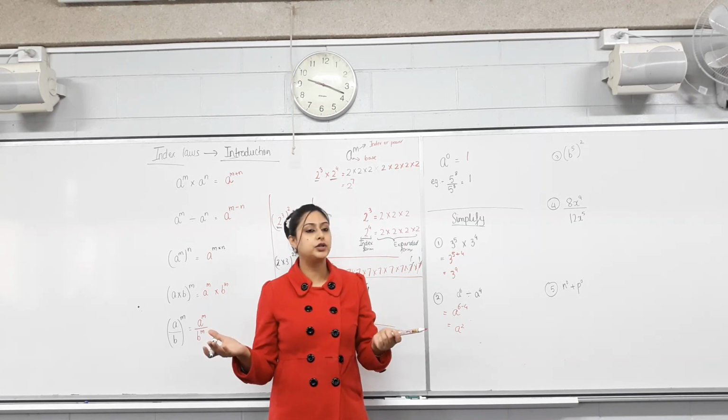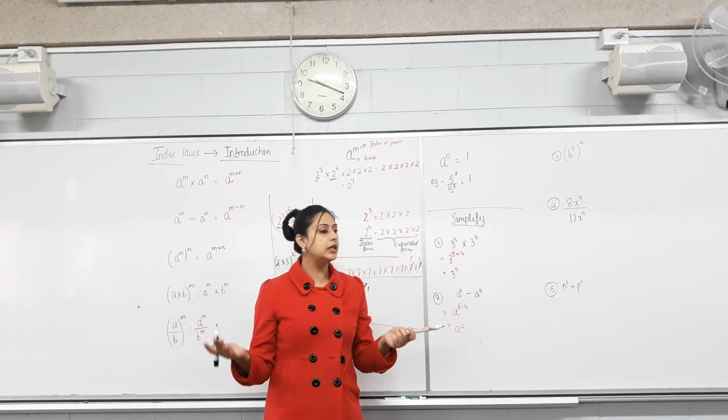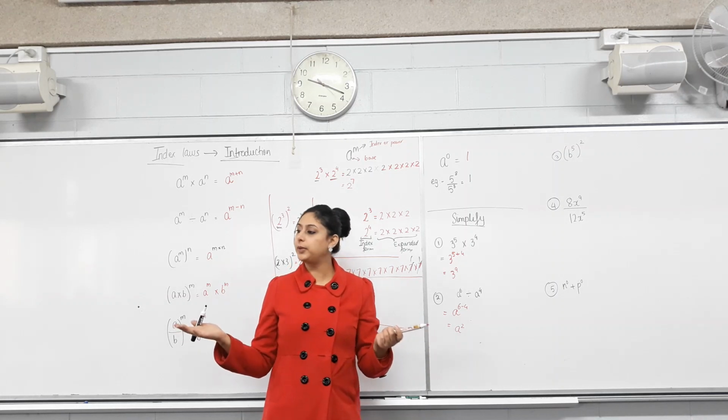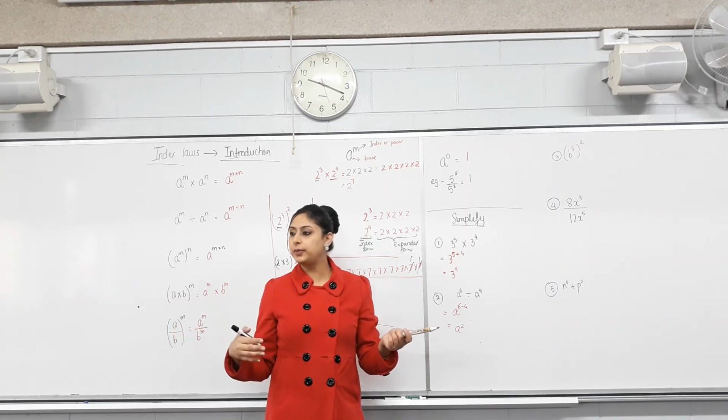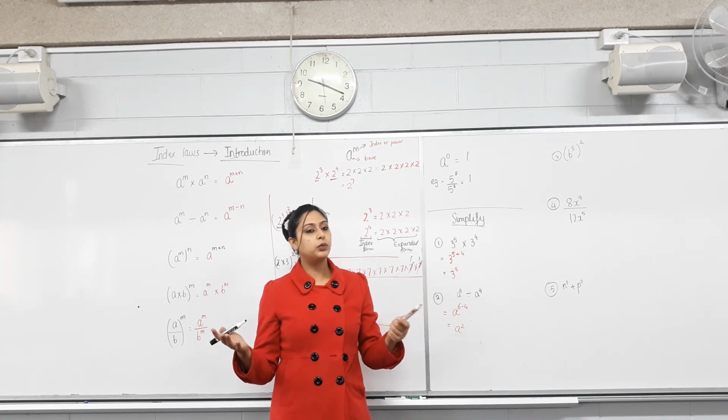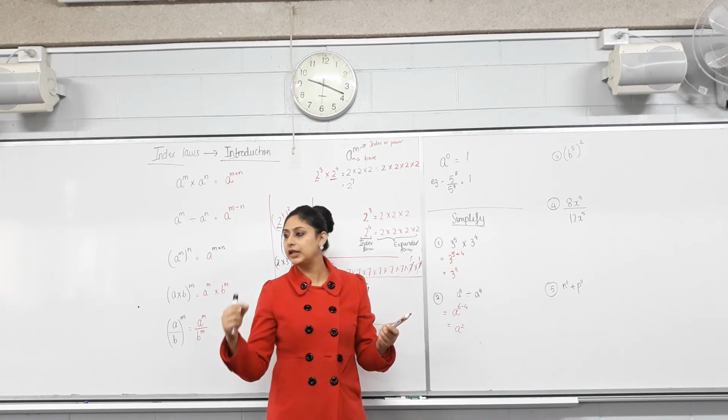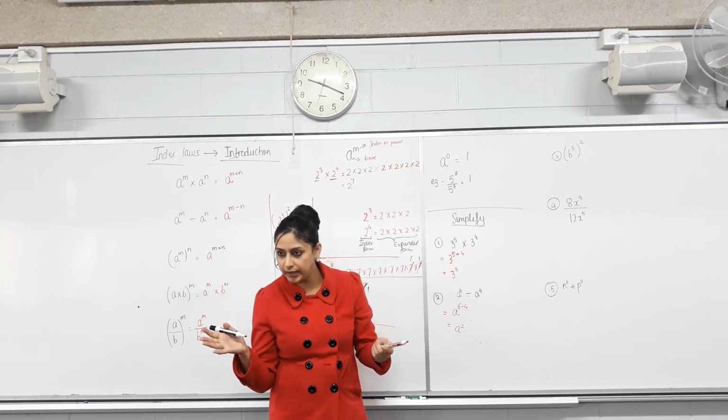What's 2 divided by 2? 1. What's 10 divided by 10? What's 5 divided by 5? 1. What's 1,000 divided by 1,000? What's x divided by x? So it doesn't matter what you're dividing. If you're dividing a number by itself, it's 1. Are we happy with that?